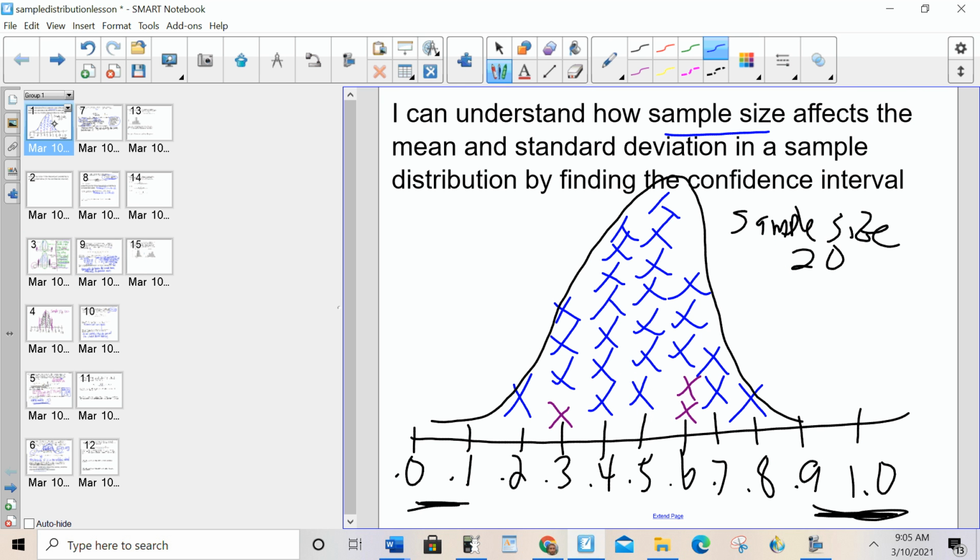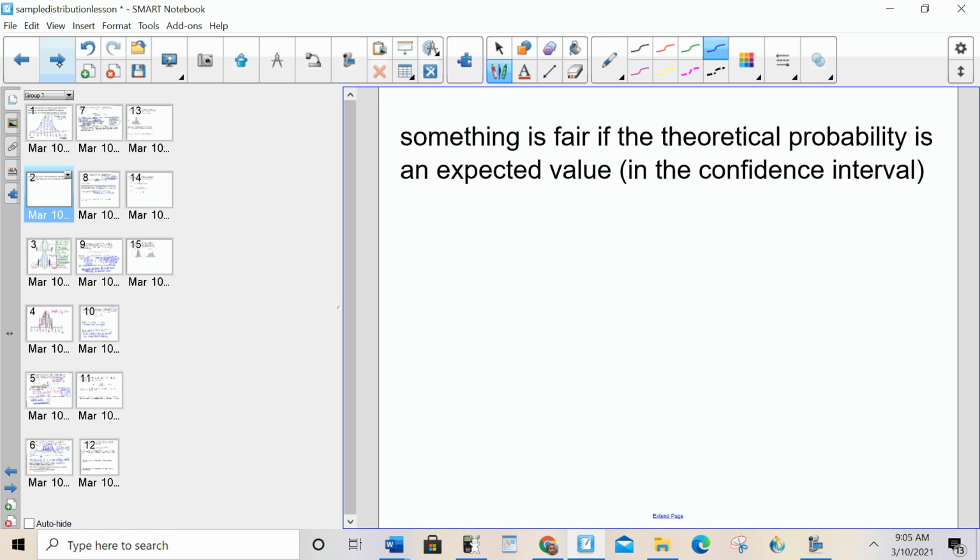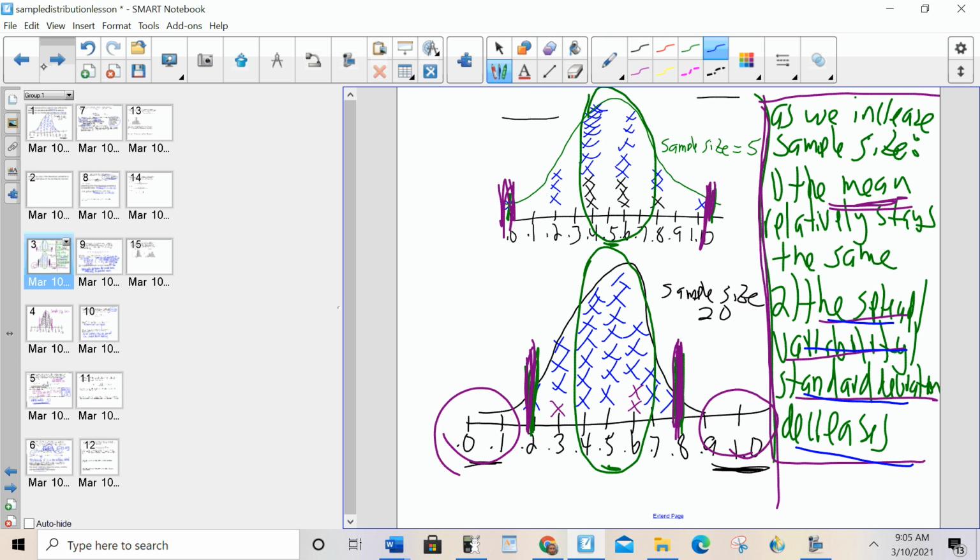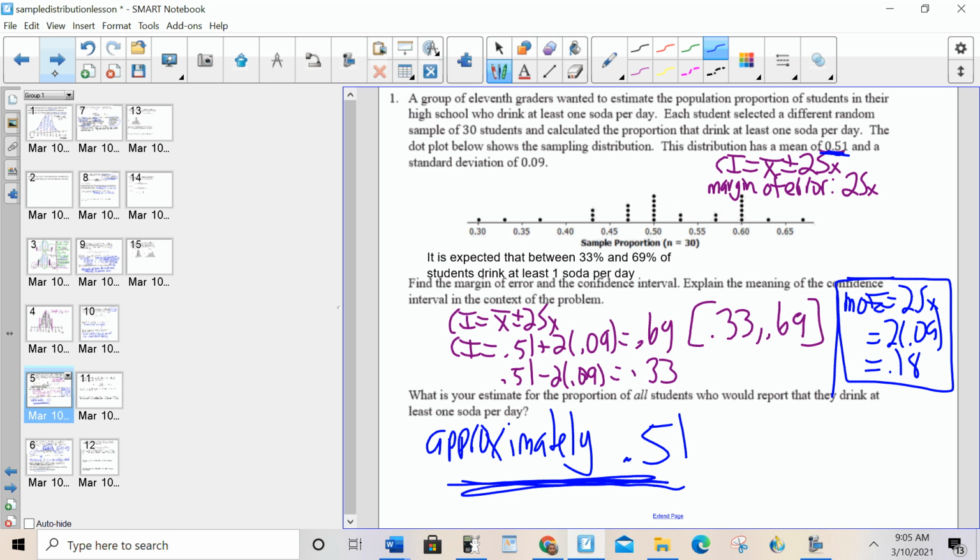To find the range of expected values, I find the confidence interval. We did this in a previous lesson. The confidence interval is the mean plus and minus 2 times standard deviation. And we also talked about the margin of error, which is just 2 times the standard deviation. The confidence interval is a range of expected values. The margin of error is how far you can be from the mean and be an expected value.